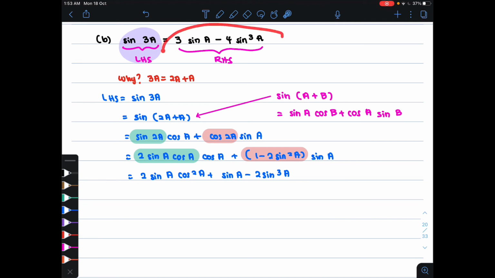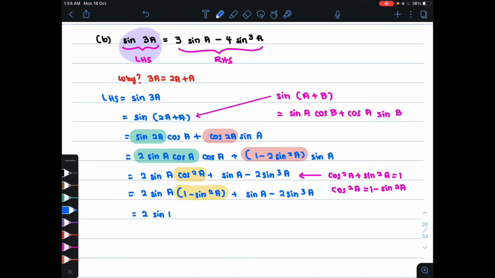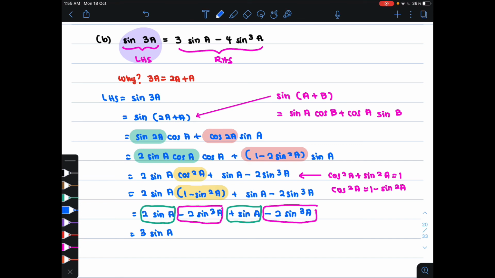Final answer should only have sine only. So we need to do something to cos squared A. Cos squared A is 1 minus sine squared A. And by comparison, we can see that our answer is the same as the right hand side. So that's how you prove this identity for part B.